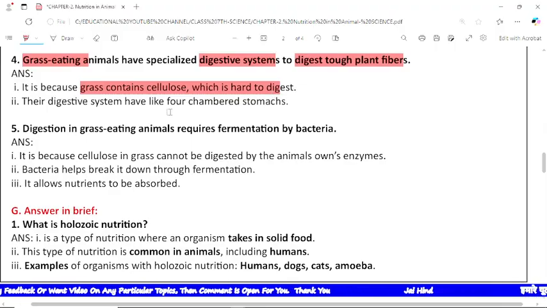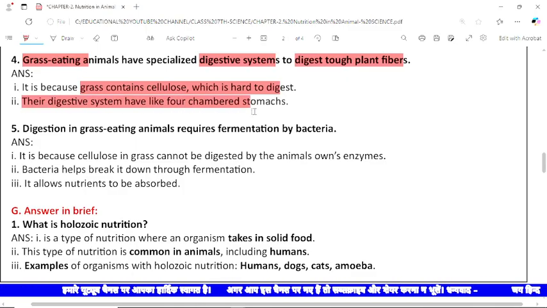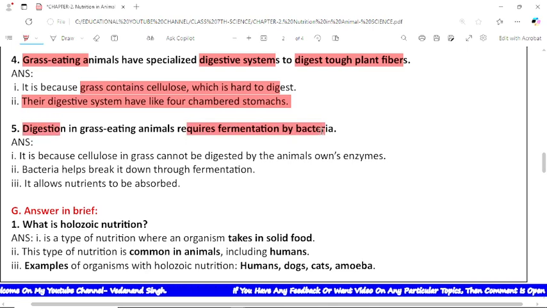Generally, grass is hard to digest, so they have a specialized system to digest it. The digestive system has four chambers. I have already discussed that there are four chambers in the digestive system, and generally they first take the food. After that, they chew for a long time. And the next is digestion in grass-eating animals requires fermentation by bacteria.